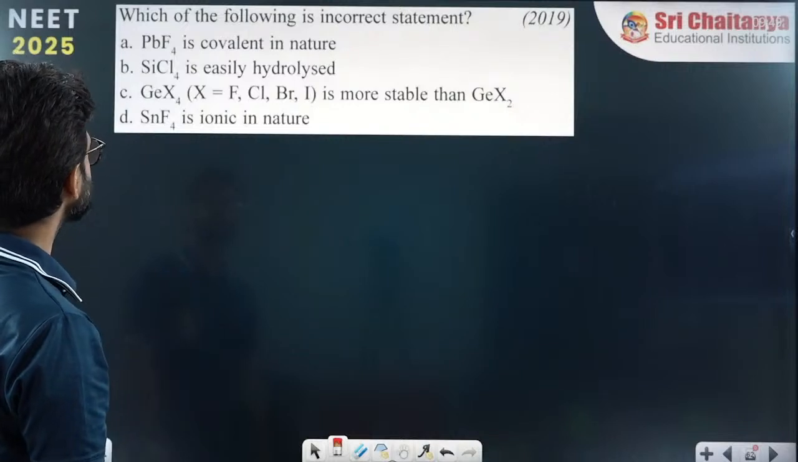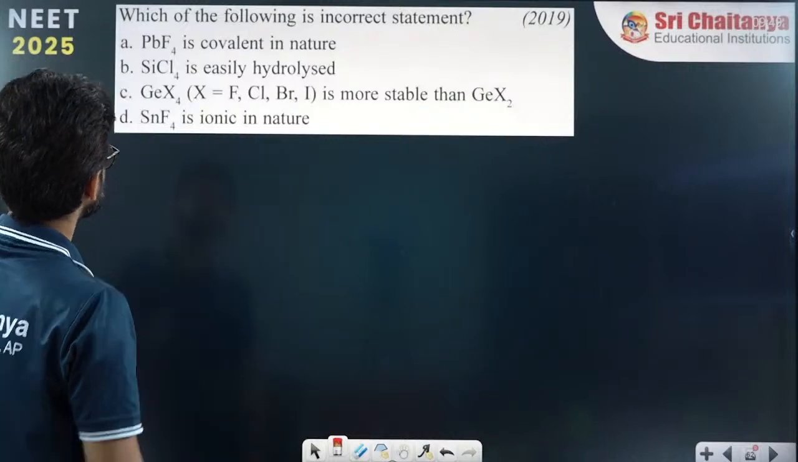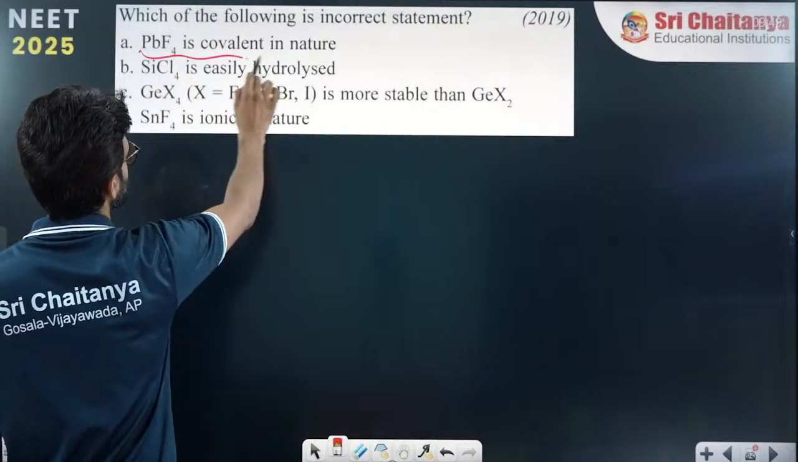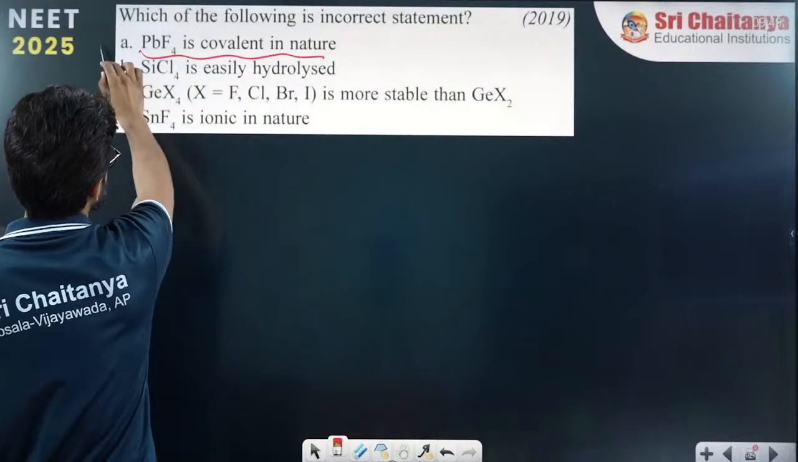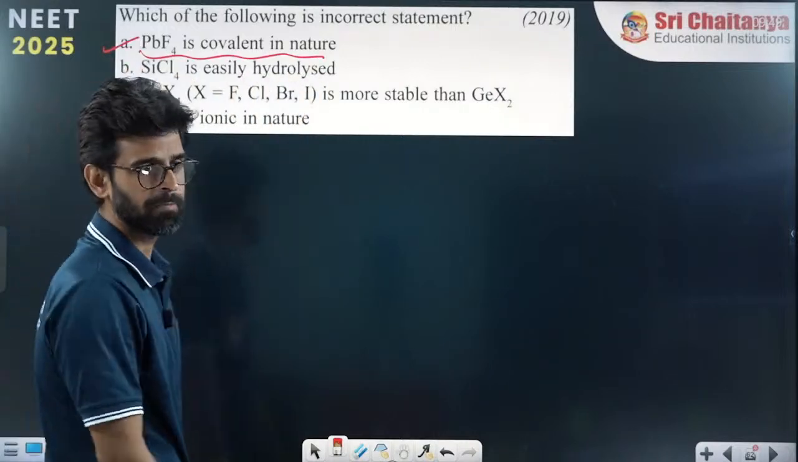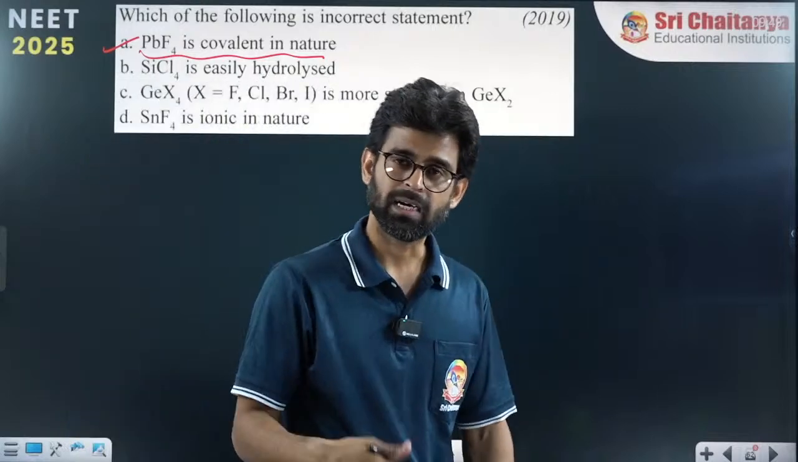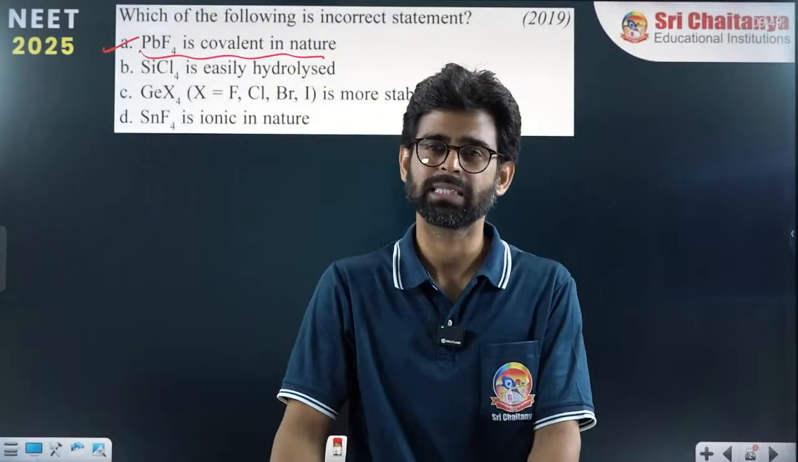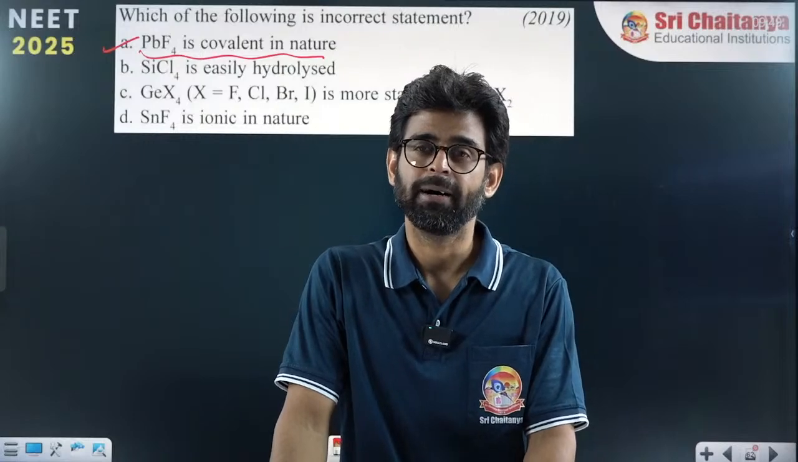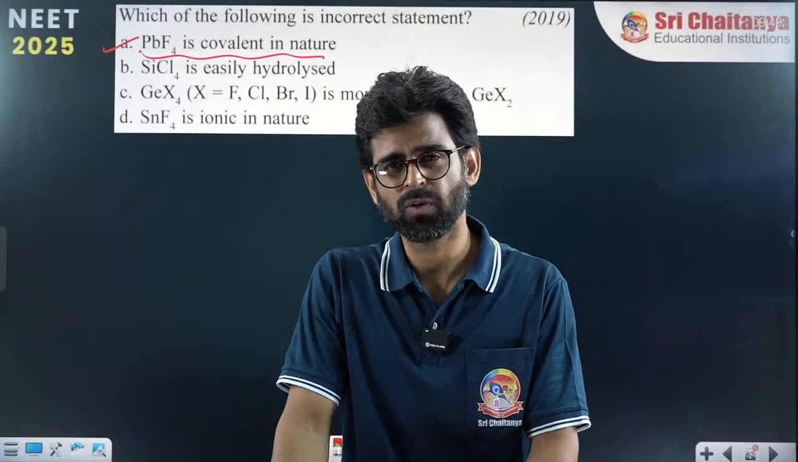Which among the following is incorrect statement? If you see the NCERT, they are writing very clearly that SnF4 and PbF4 are ionic in nature. In the 14th group halides, PbF4 and SnF4 are ionic in nature, remaining are covalent.